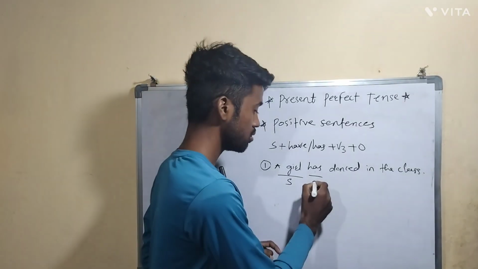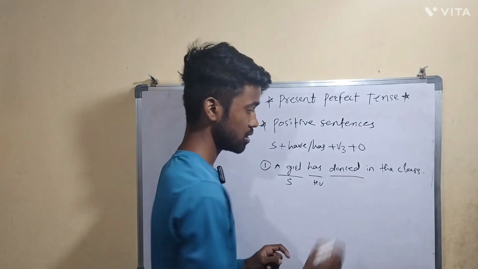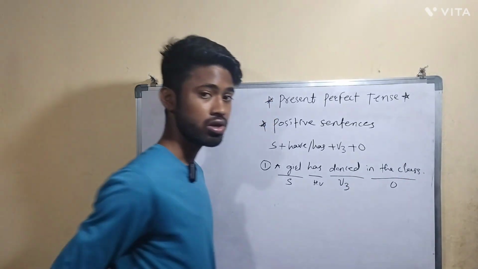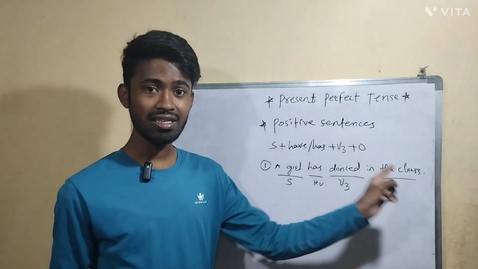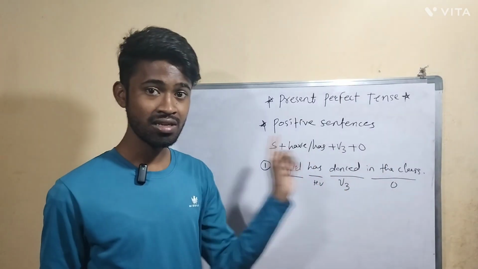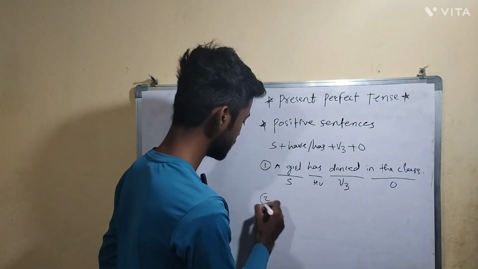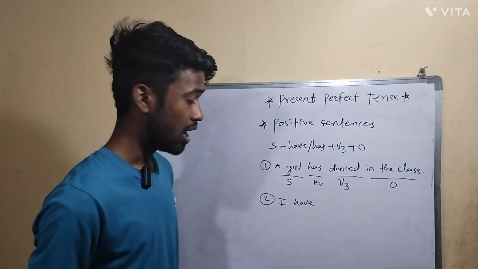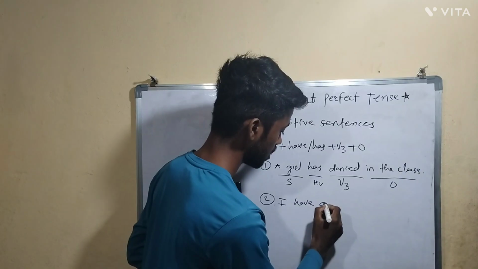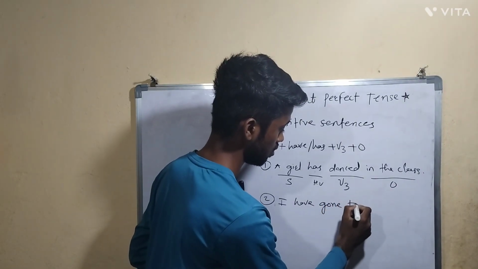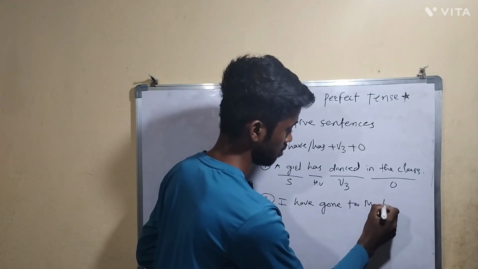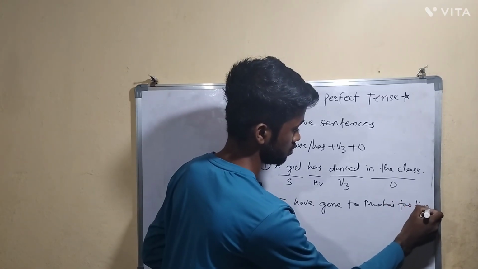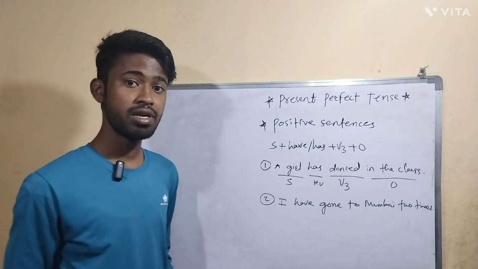So this is the helping verb. And what is this? Third form of verb. And the remaining part is the object. So what is the sentence? A girl has danced in the class. So second sentence: I have gone to Mumbai two times. I have gone to Mumbai 2 times.